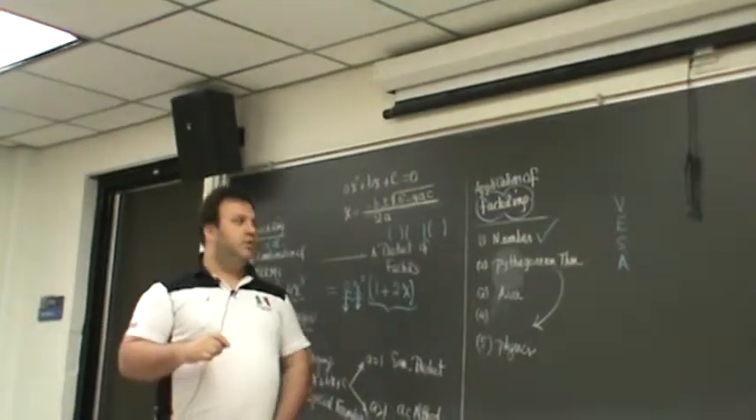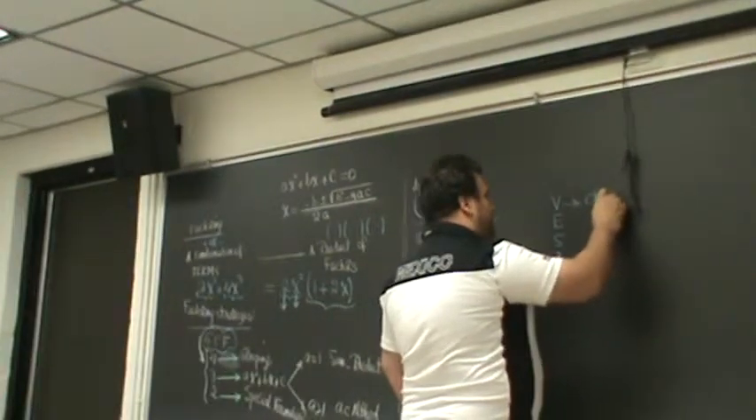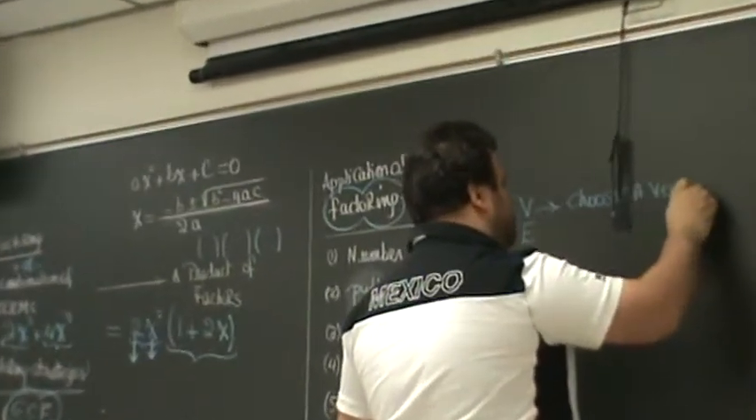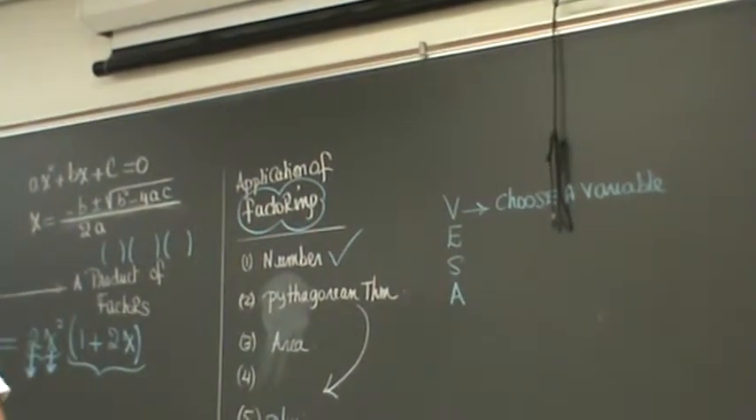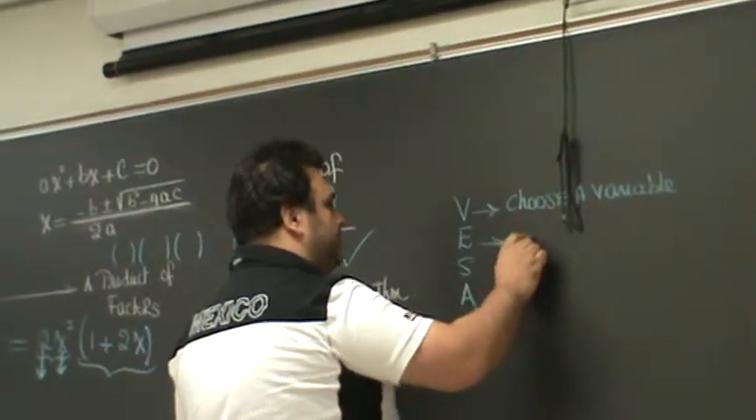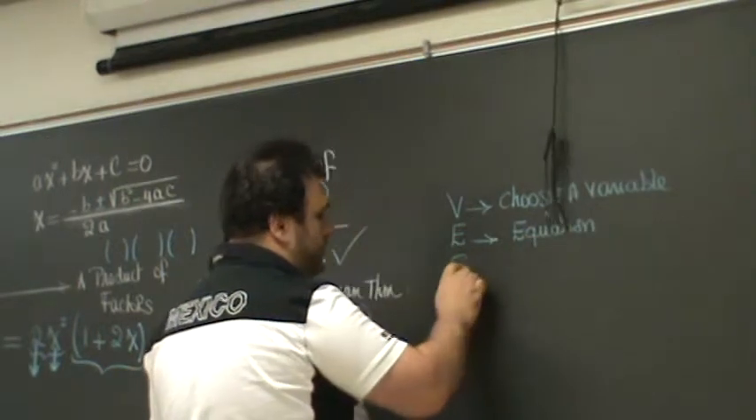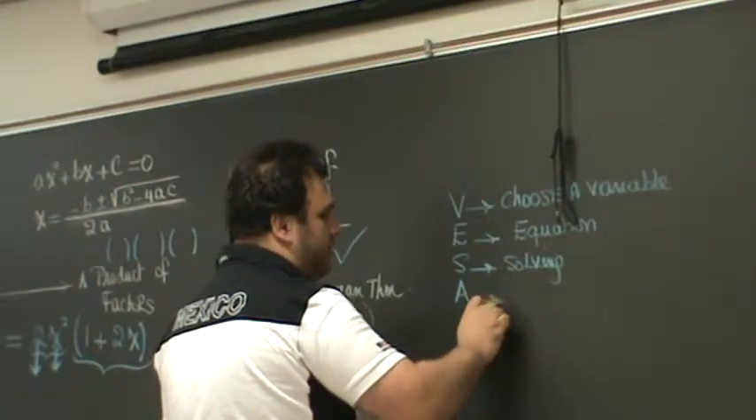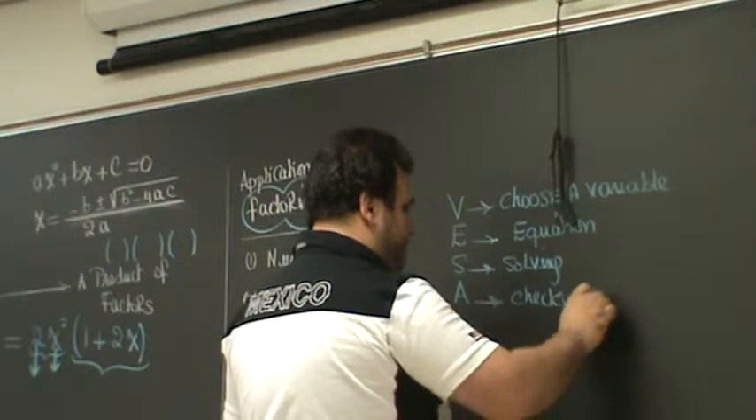categorizing word problems. So for the V, we still want to choose a variable. That does not change, even in college algebra. You want to choose a very efficient variable, one that can help you reduce the difficulty of the problem. E is just setting up your equation. Then S is solving, and A is checking your answer.